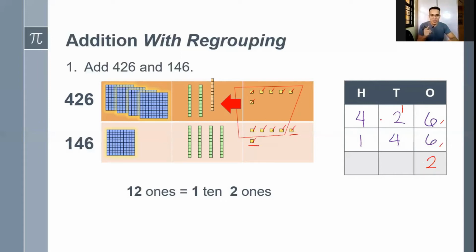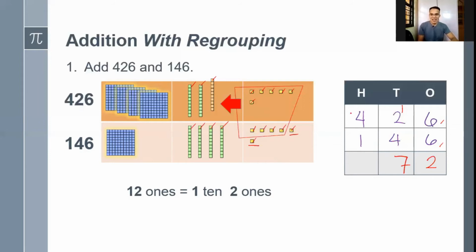Now, since we're done dealing with the ones, let's add the tens. How many tens are there in the tens column? We have 1, 2, 3, 4, 5, 6, 7. We write here 7. Or 2 tens plus 4 tens is 6 tens. And you have one more 10, we have 7 tens.